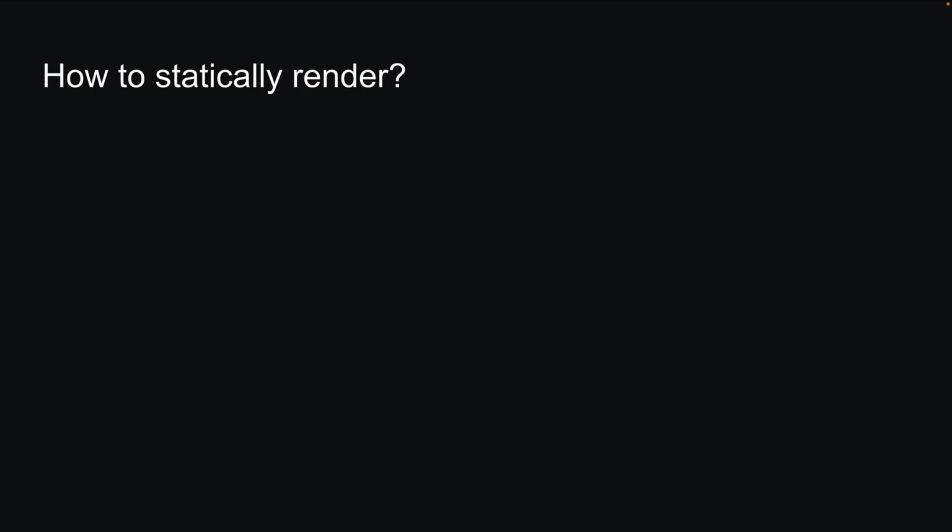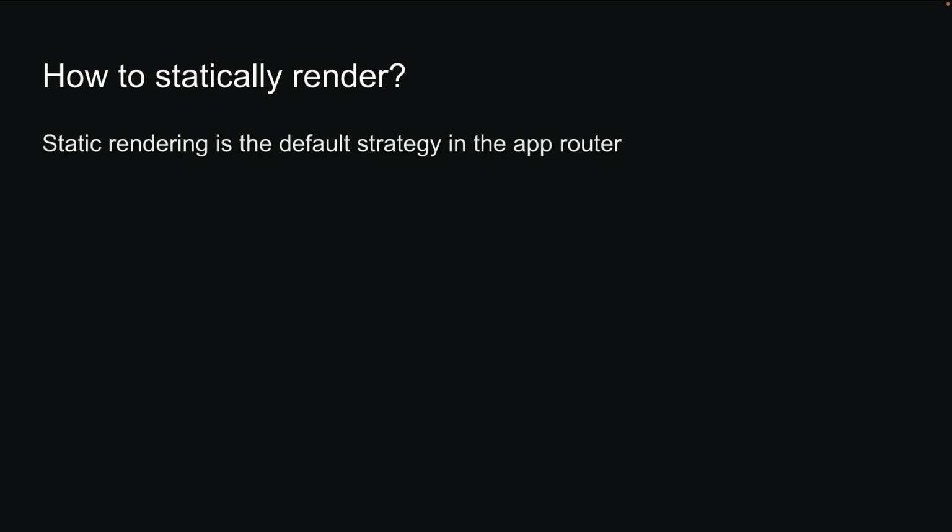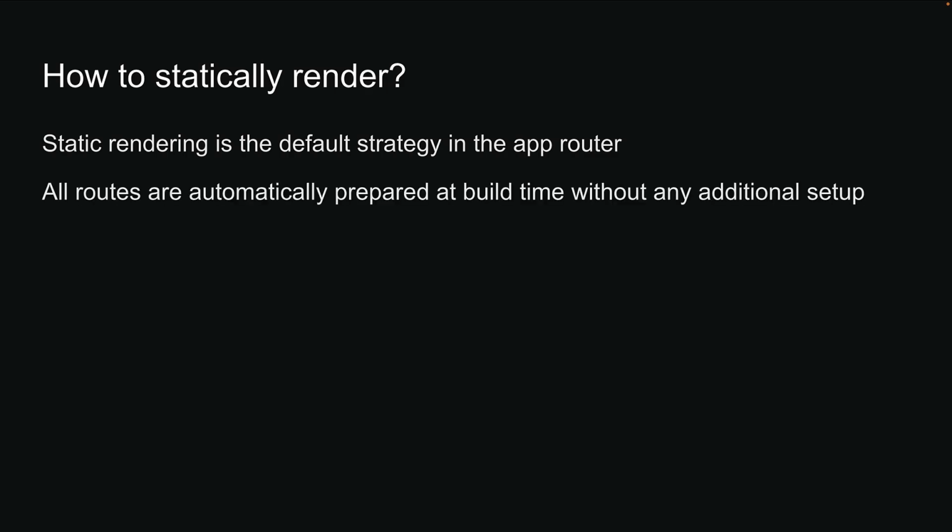Now that we understand what is static rendering and when to use it, you might be wondering, how do we actually use it? Or more specifically, how do we tell Next.js to statically render a specific route? Here's the good news. You don't have to do anything special. Static rendering is the default strategy in the app router. All routes are automatically prepared at build time without any additional setup.